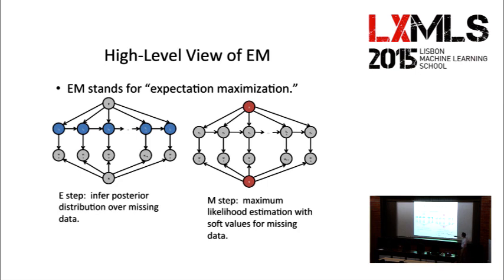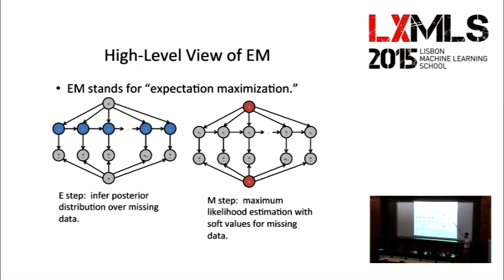On the E step, we solve the blue problem. We infer the posterior distribution over the missing data using the forward and backward algorithms. On the M step, we fix these as if they were evidence using the posteriors that we have over here, and then we solve for the red values using maximum likelihood estimation. The only difference is that now we treat these as soft evidence.